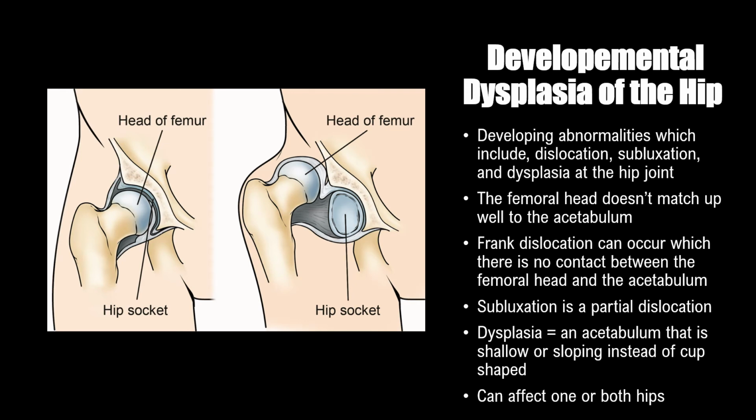Frank dislocation can occur, in which there is no contact between the femoral head and the hip socket. Subluxation is a partial dislocation. And dysplasia is when the hip socket is pretty much shallow or sloping or flattened. It doesn't have that nice cup shape to it. So that's why the head of the femur can typically pop out of the hip socket. It can affect one or both hips.